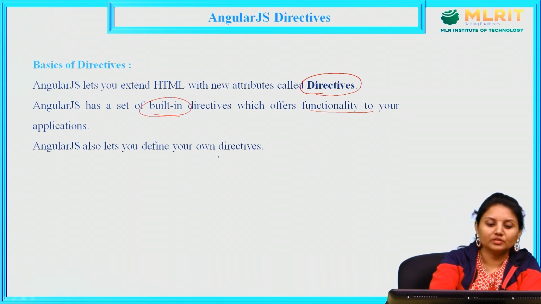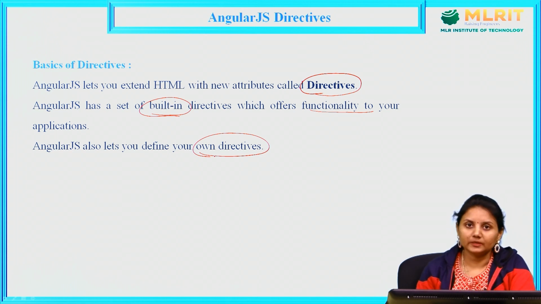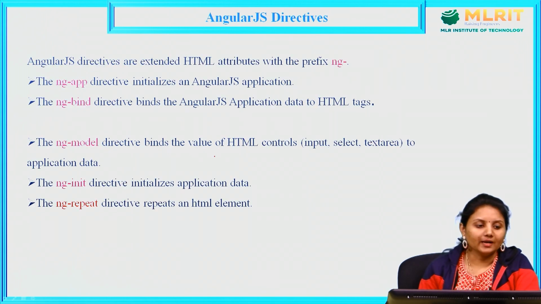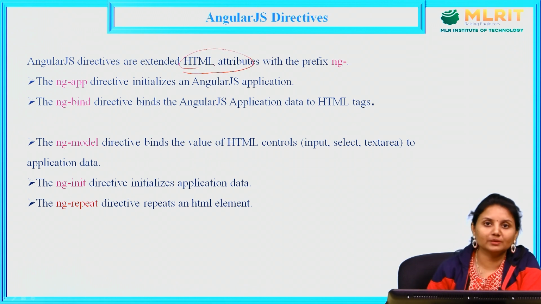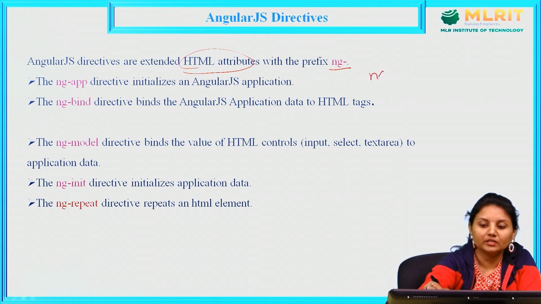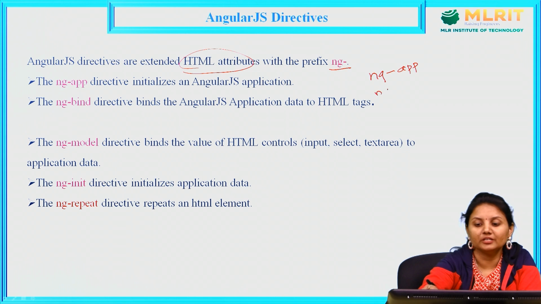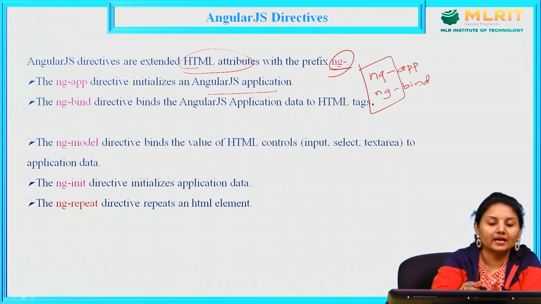AngularJS also lets you define your own directives. Own directives we have already discussed using app.directive. AngularJS directives are extended HTML attributes. These are nothing but HTML attributes with the prefix ng-. So, if you see, everything we are giving, ng-app, ng-bind, is prefixed with what? ng-.